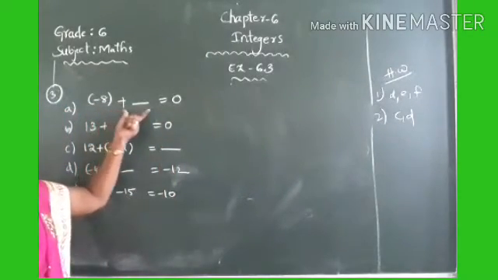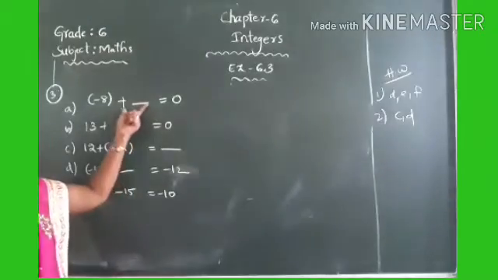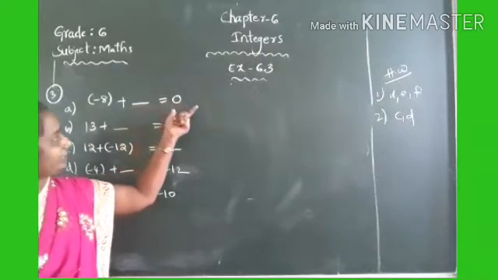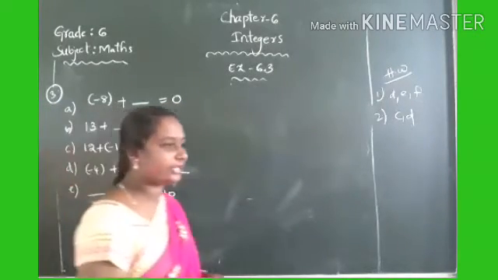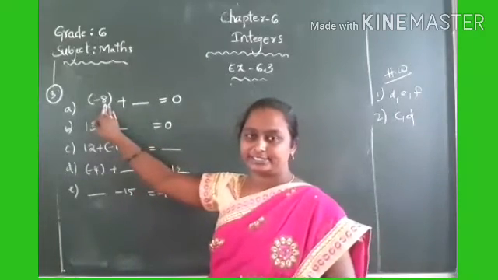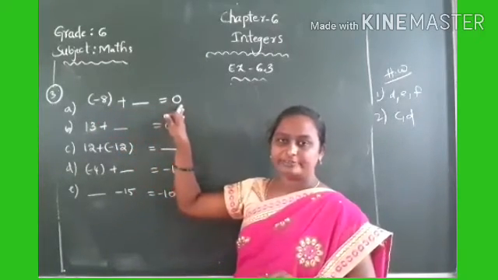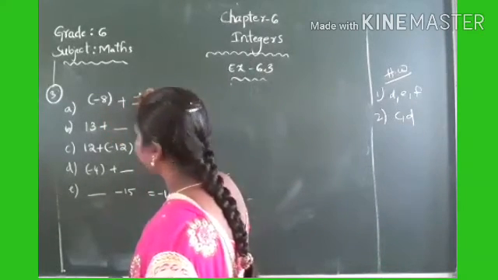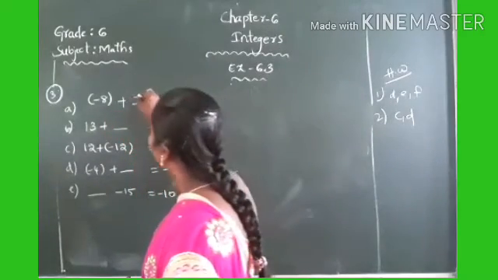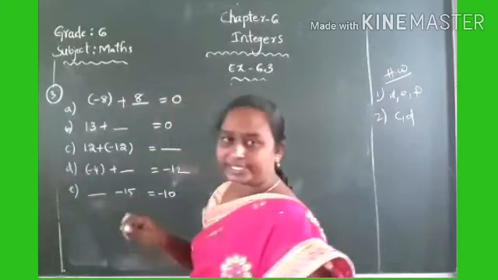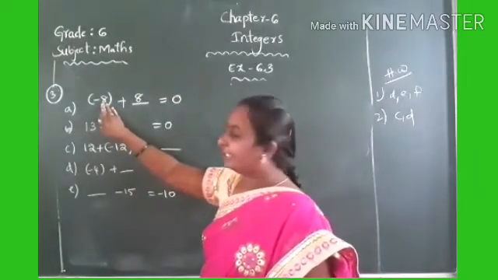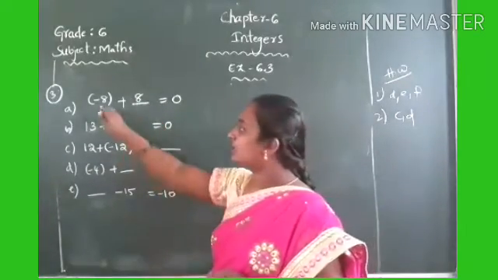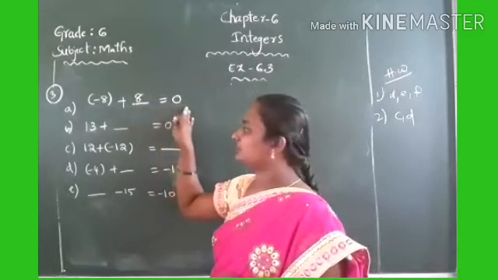So, what should we add here to get 0? Which integer, if you add here, gives 0? Here already you have minus 8. So you want 0. Then which integer do you have to take here? Minus 8 or plus 8? Plus 8. So the additive inverse of minus 8 is plus 8. Minus 8 plus 8 gives 0.